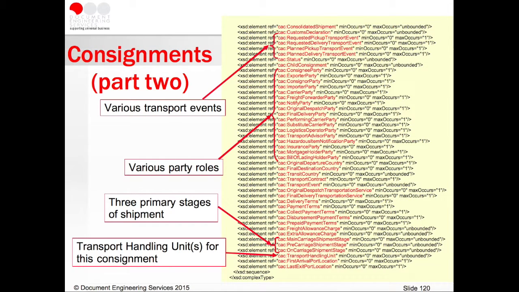And if we go to the second half of the consignment, you can also see that it contains information about transport events. And the transport event is a useful structure within UBL that allows a fairly broad range of events to be reported. Some of the ones we flagged here are the requested and planned pickup and delivery, but there are many others you could define for this. Probably most significant in this structure is the number of parties involved. Obviously, all of these are optional, but there can be many. The other significant part is the traditional three primary stages of the shipment: the main, the pre, and the on carriage. Shipment stages we'll talk a little bit about later. And finally, there are the goods themselves.